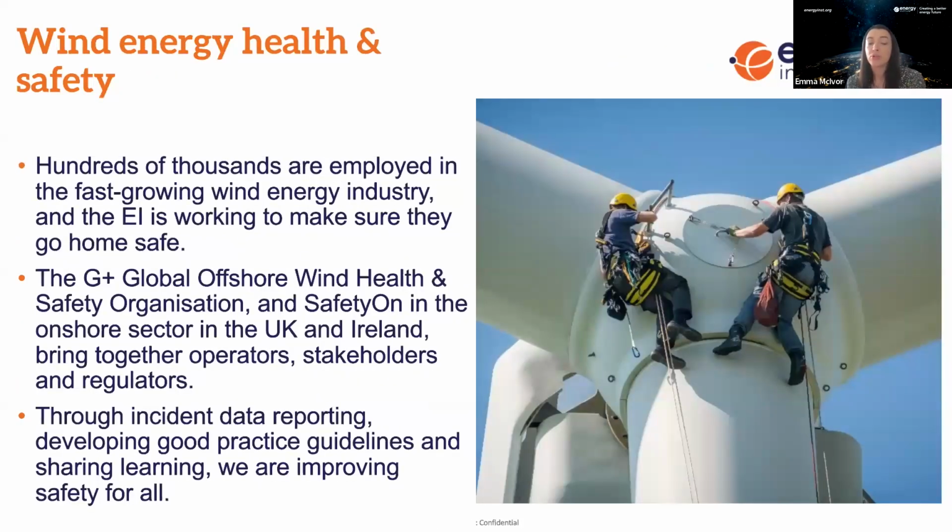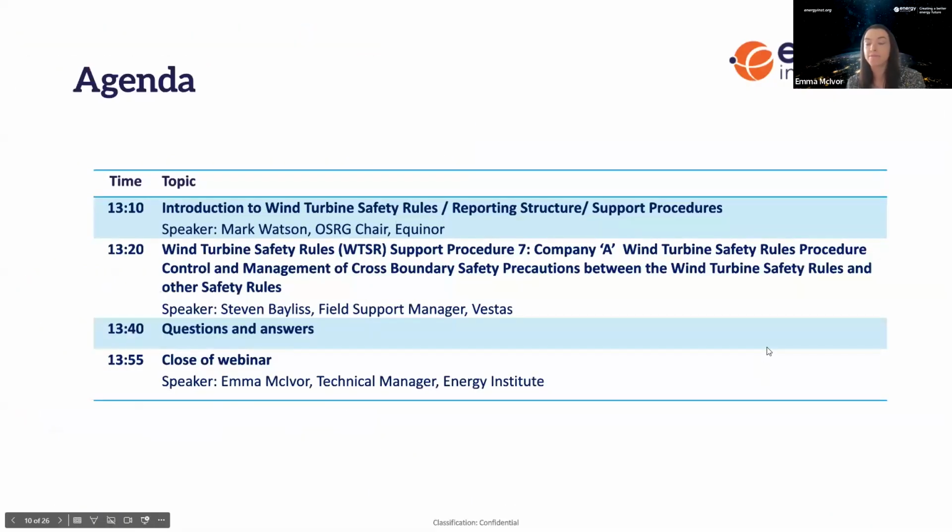Today the EI is home to a range of collaborative initiatives, including G+, which is the Global Offshore Wind Health and Safety Organisation, and Safety On, the Onshore Wind Health and Safety Organisation. Both Safety On and G+ have four key work areas, which include incident data reporting, the development and publication of good practice guidelines, safe by design workshops, and learning from shared incidents. Members of both organisations also set the general direction of the Wind Turbine Safety Rules. To that end, I will now pass over to Mark to give an overview of the Wind Turbine Safety Rules, Operational Safety Rules Group and the Steering Committee.